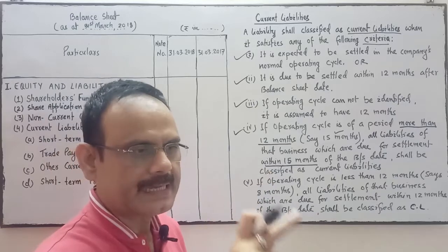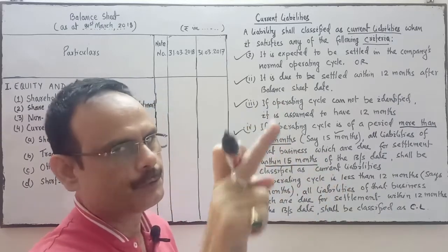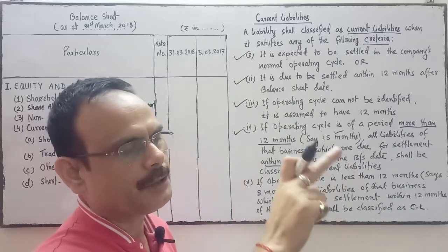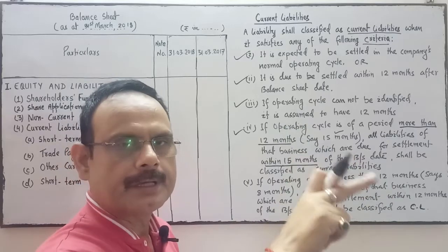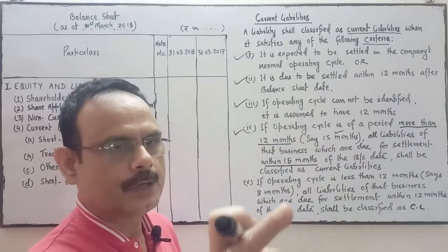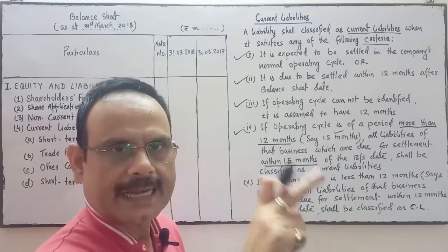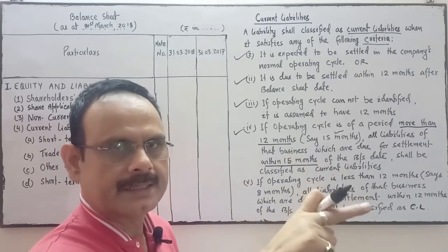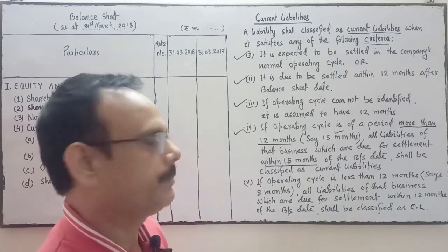Suppose the operating cycle is 12 months, so from the date of the balance sheet it should be 12. If the operating cycle is 18 months, then from the date of the balance sheet we will start counting 18 months. Whatever liability will be settled within that period from the balance sheet date comes under current liability.